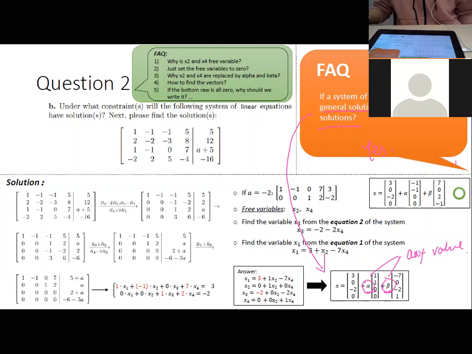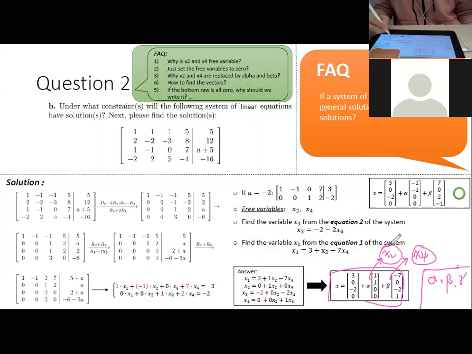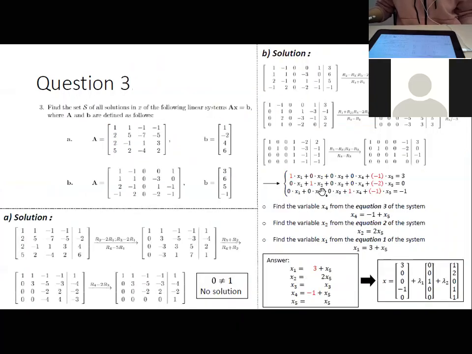And some of you have questions like, is alpha here x2? Is beta here x4? The answer is yes. Actually, you can understand the representation in this way, but in most cases, I suggest you use notations like alpha, beta, and gamma instead of x2 and x4. But if you write x2 and x4, your answer is still right, and you can get marks in your homework or exams. But I suggest you use notations alpha, beta, or gamma. That's all for question 2.